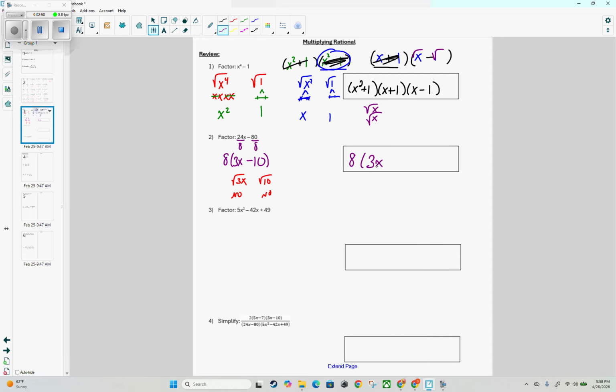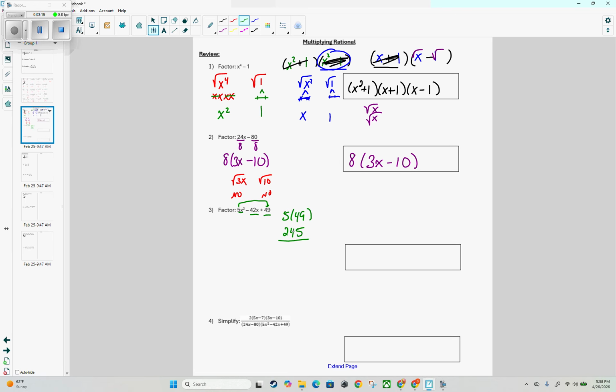That's 3x minus 10. The last one to factor is the slide and divide. So I have 3 terms here. I'm going to do the slide and divide, which is the 5 times the 49. That's going to be a big number. Remember, you guys do get calculators. Please use them. So if you did that, you should have come to 245.